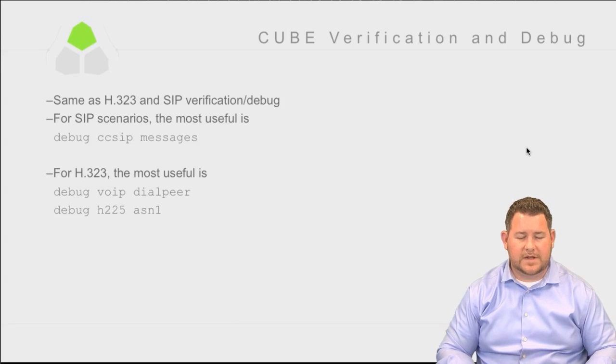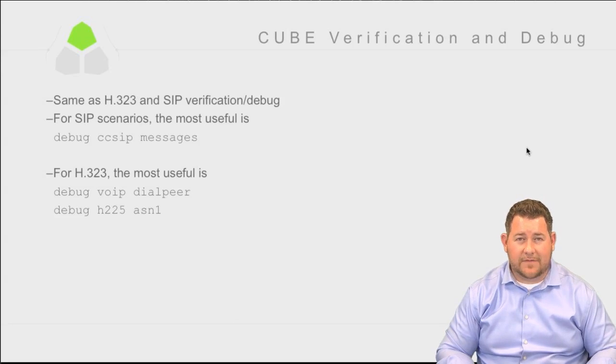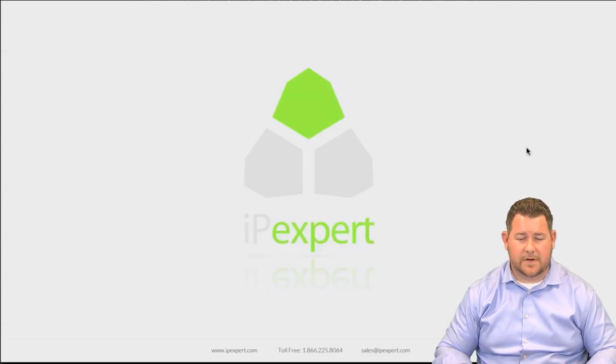For H.323, most useful would be debug voip dialpeer. If you really have to use it, H225 ASN1. Not a very good debug to go through and try to figure it out because it's very cryptic and hard to understand. But debug ccsip messages is very useful for SIP communication there.